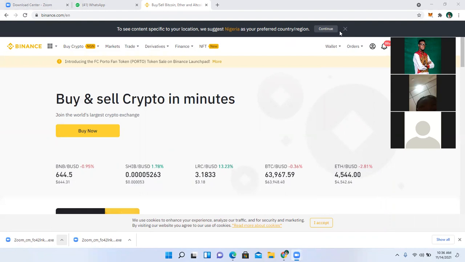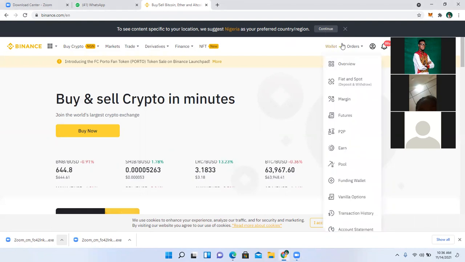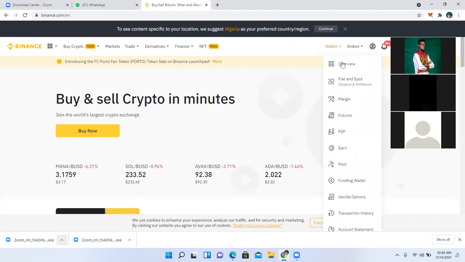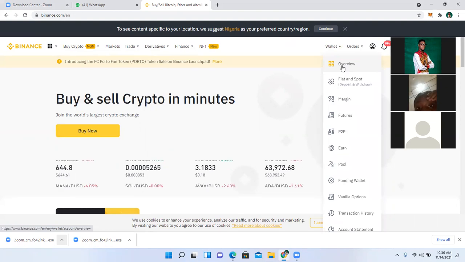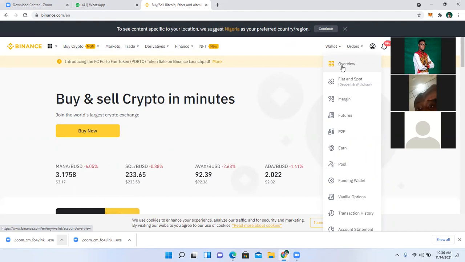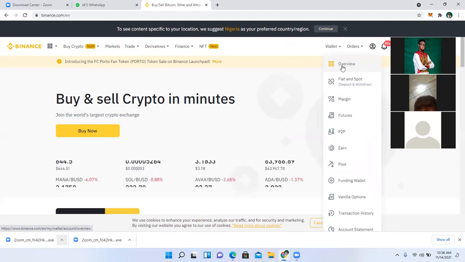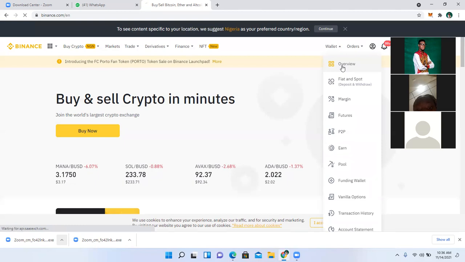So the wallet. Now this wallet, as you can see, there are different kinds on Binance. You have different kinds of wallets, right? The overview is the general one that has all whatever funds you have in your Binance shown on the overview, right? But there are other types of wallets. There's the fiat and spot wallet, the margin, futures wallet, P2P wallet, and what have you not, right? So I'll click on the overview now so you see what it looks like.